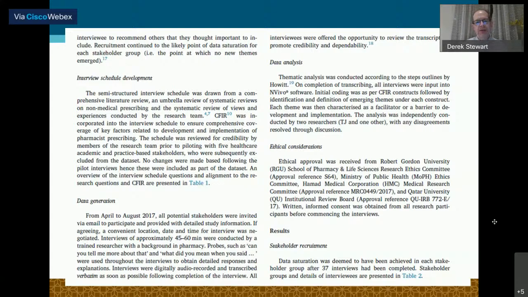And then think about developing your data generation tool, your semi-structured interview schedule, your focus group topic guide, how you're going to identify the main areas to question, and previous research will help you there. Thinking about theory, so if you're doing research and implementation, you might use implementation theory. If it's around behaviour, you might use behavioural theory. You then want that data generation tool reviewed for credibility, so who's going to look at it? Are you going to do a pilot and then start to actually generate the data?